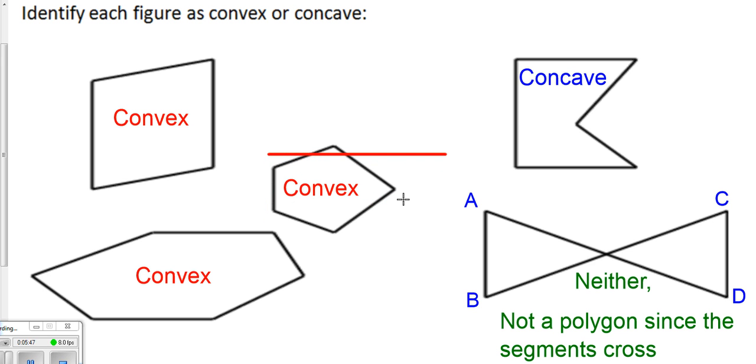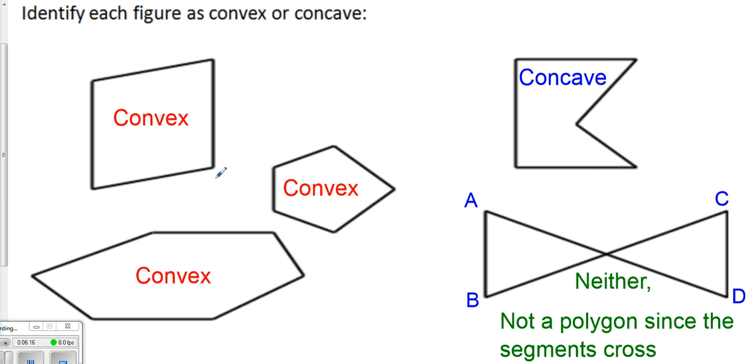Okay, so this is a convex polygon. So this one, though, if I try to draw a line like this, it'll go outside of the polygon. It crosses right here, here, and here. And in this area, we're no longer in the polygon. We went outside. That's why this one would be a concave polygon.